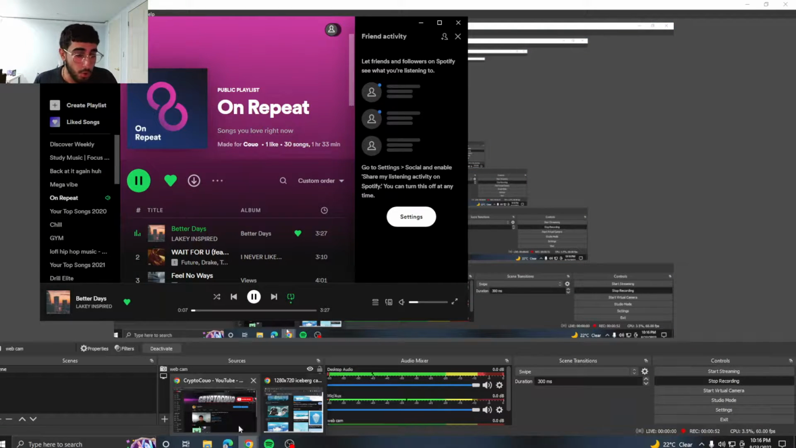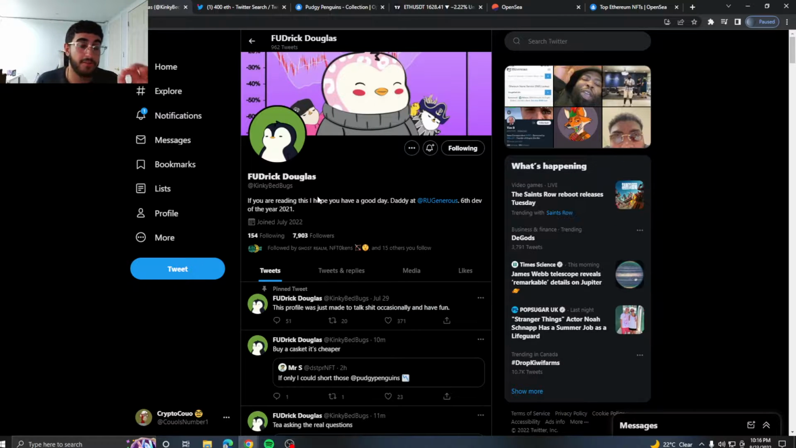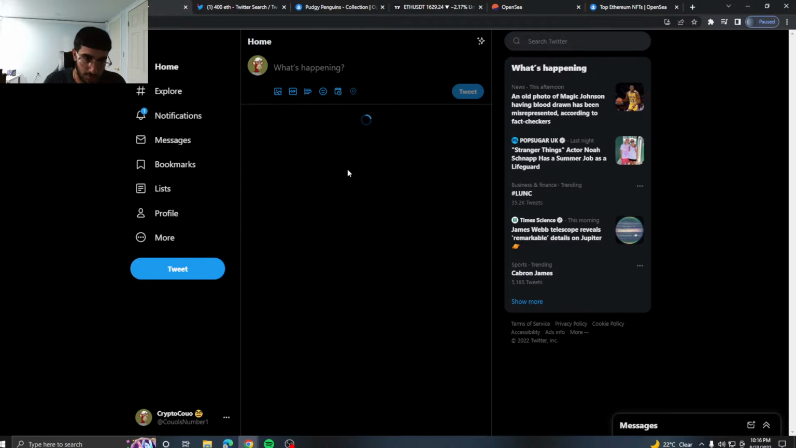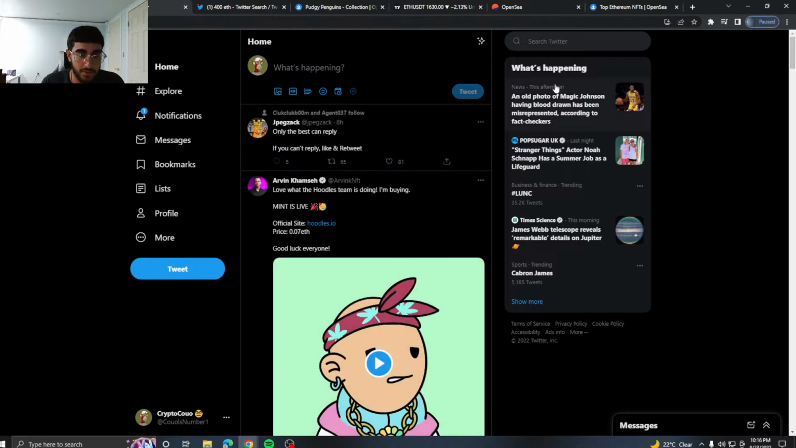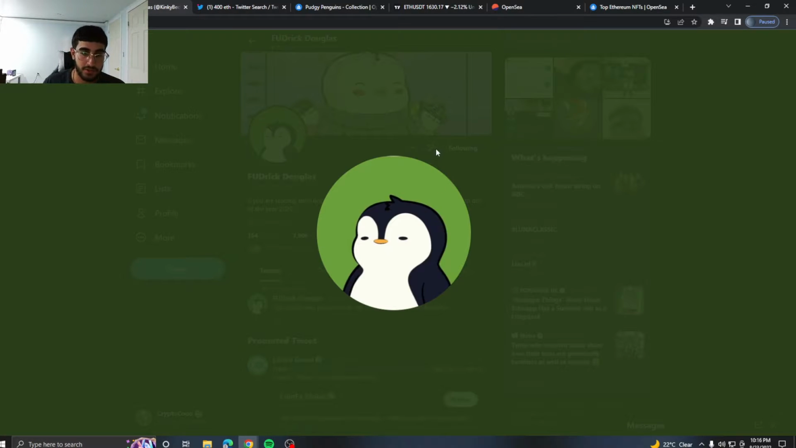So who bought the Pudgy Penguin? The person who bought the Pudgy Penguin was none other than Frederick Douglass. If you're reading this, I hope you have a good day. He is the daddy at Rug Generous. This is a DAO, so he's the owner of a DAO, which is cool. But Mr. Frederick is the owner of this Pudgy Penguin. Now, this Pudgy Penguin sold for 400 ETH yesterday, which is absolutely insane.